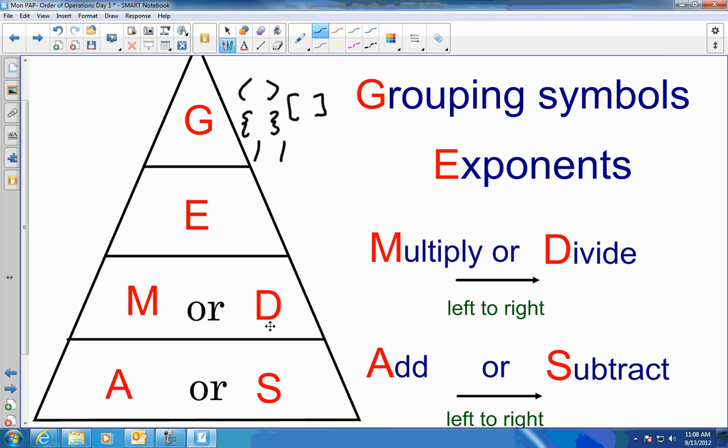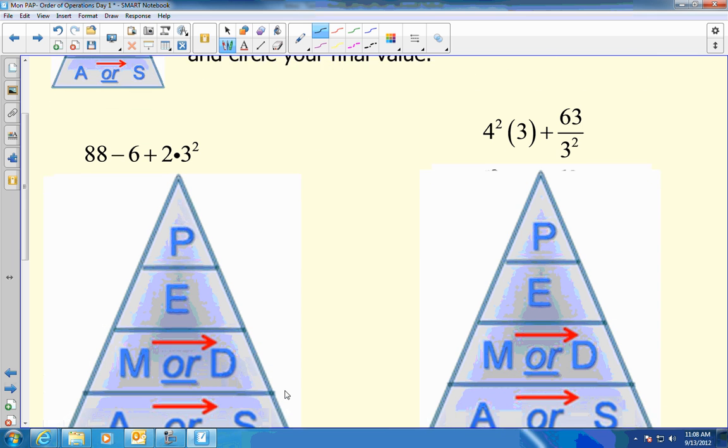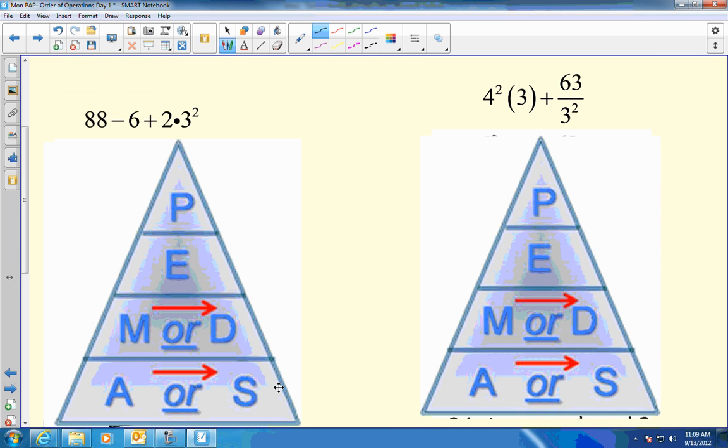So instead of trying to say all of those things at once, we just say grouping symbols. Exponents, multiplication, division, of course, from left to right. Addition or subtraction, of course, from left to right. So as you can see, these still say PEMDAS, but we are going to use the G instead. Now, are there any grouping symbols in here? No. So I'm going to start with my exponent. Now remember that this means 3 times 3, not 3 times 2. So I always rewrite my expression. And 3 times 3 is 9.